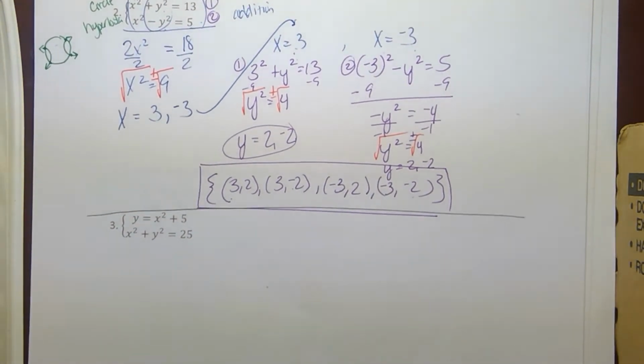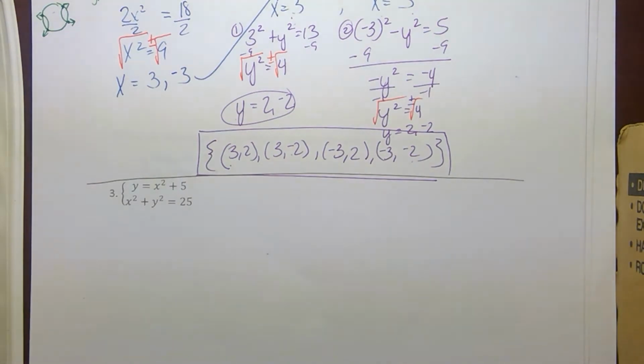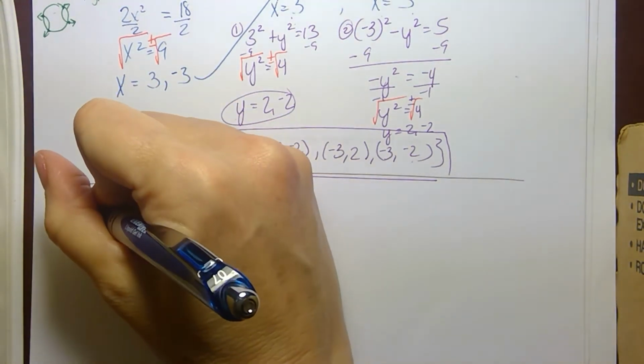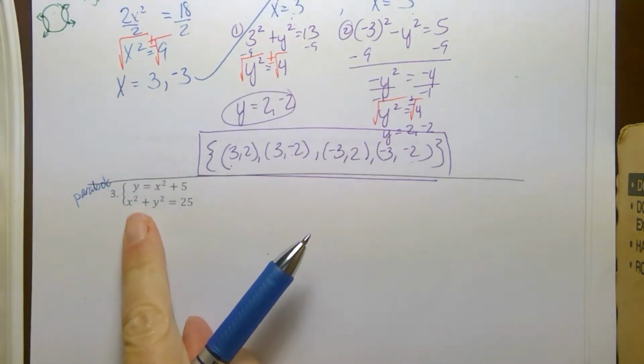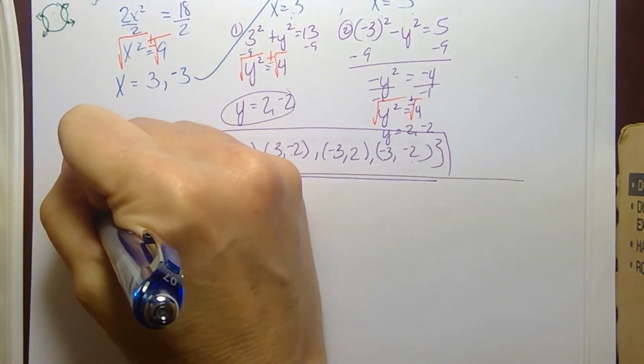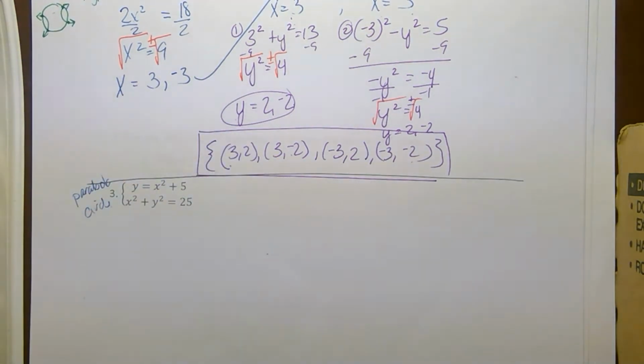All right, let's look at this last one on this page. We have a parabola. We've got a quadratic equation. Our graph is going to be the graph of a parabola. And then we have another circle. X squared plus y squared is a circle. So think about what the circle with the parabola could look like.